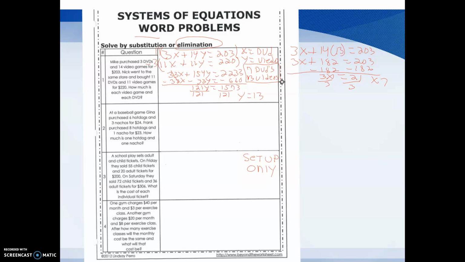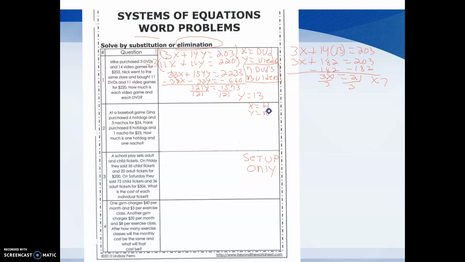So the next one, we're at a baseball game, and Gina's going to get 6 hot dogs and 3 nachos. Again, I'm going to use x and y, so we'll use x for the hot dogs. Let's put an H there, okay? y for the nachos. All right. It's a beautiful y, isn't it?